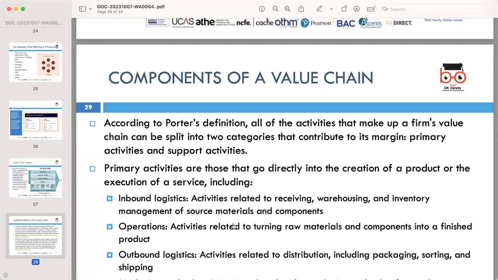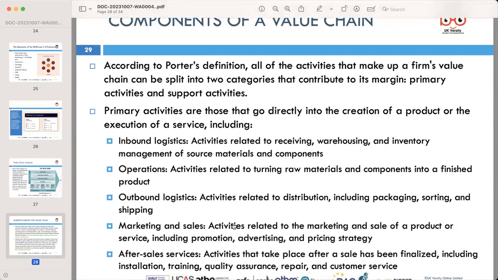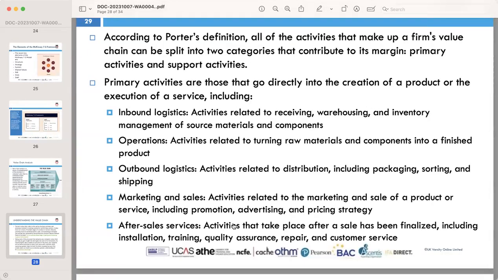Operations: activities related to turning raw materials and components into finished products. Outbound logistics: activities related to distribution, including packaging, sorting, and shipping. Then marketing and sales: activities related to the marketing and sales of a product or service, including promotion, advertising, and pricing strategy. After-sales services: activities that take place after a sale has been finalized, including installation, training, quality assurance, repair, and customer service.